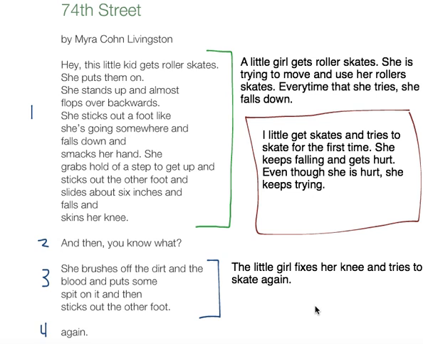As you can see, I've created a summary for the whole poem. It's just talking about the main idea of the poem. This little girl tries to skate for the first time. She keeps falling and gets hurt. Even though she is hurt, she keeps trying. And that's how easy it is to summarize a poem. You take it stanza by stanza, chunk it out, kind of like a book where you go chapter by chapter. So you go stanza by stanza, create a little summary for each stanza, and then create one big summary for the whole poem.